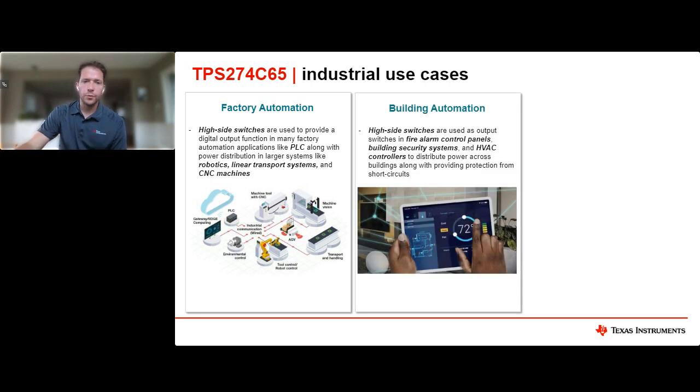Another application where you need to distribute control power is building automation. For things such as fire alarm control panels, building security systems, and HVAC controllers, you need to have the ability to provide some of this power from the control panel to the rest of the building. With the high-side switch, you can provide both that power distribution as well as power protection if there was ever a short circuit anywhere in the building.